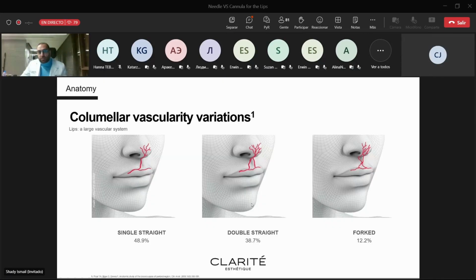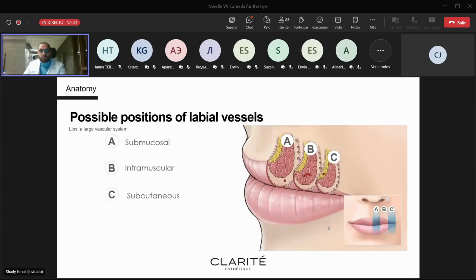Another arterial supply of the lips is the columellar vascularity. Here there's a lot of variation, but we need to understand it's either single, which is the most common variation, or double straight, so it can be double, or it can be forked. These vessels are multi-layered, so they're in all layers. During the cadaver dissection, we found them intradermally, subcutaneously, or inside the muscle. Here the fat in the upper cutaneous part is so thin. That's why we experience barcode lines, because of the action of the muscle over the skin.